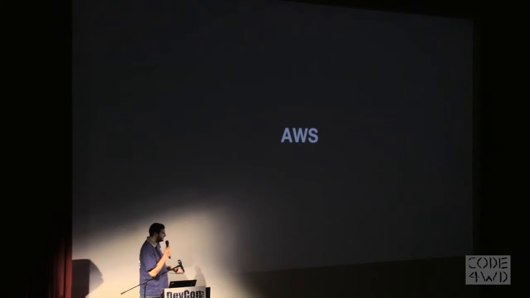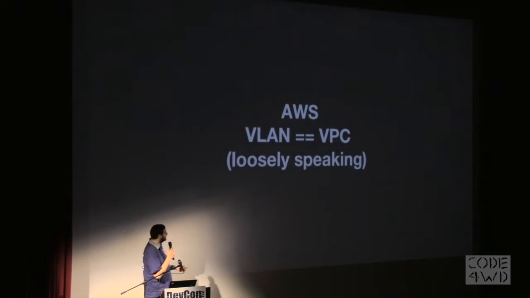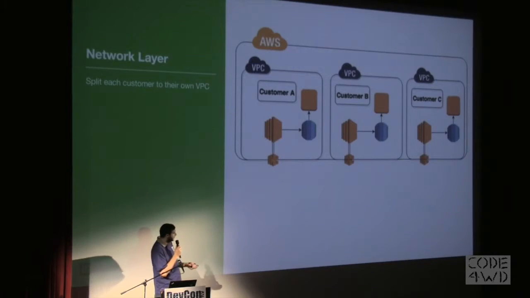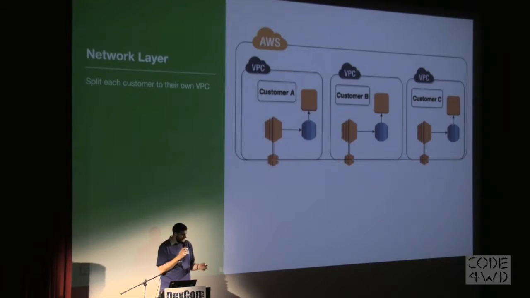So in AWS, we could just say that a VLAN equals a VPC, loosely speaking. And what it looks like is something like this. Now, every single customer sits in its own little VLAN. The customers are now all segregated. But that's not really good enough.